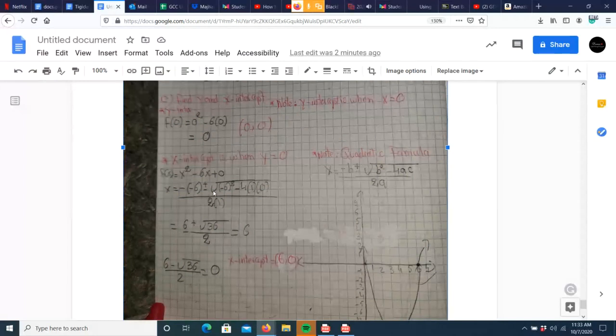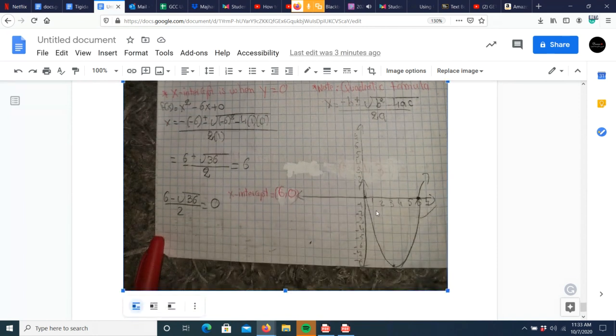But this is a little bit difficult. It's not like you're only substituting 0 everywhere. So x squared minus 6x plus 0. I personally use the quadratic formula to find my x-intercepts, which is right here in the corner. Then I substituted the values for the b and the a, and I ended up with 6, 0.